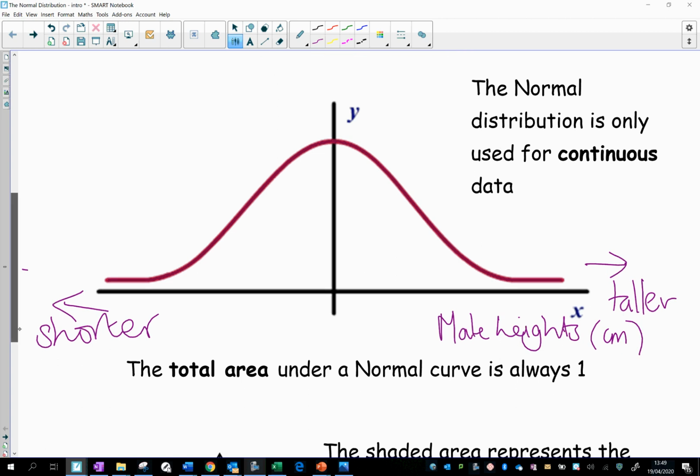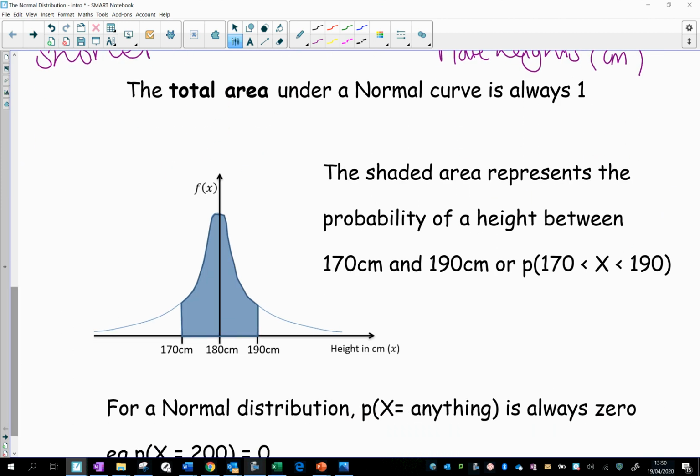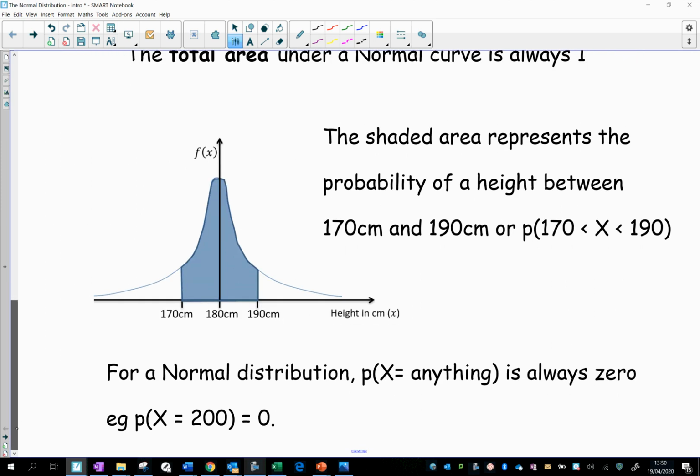Now what we need to realize in order to do any work with the normal distribution is that the area underneath the graph represents probability. And the area underneath the whole curve, because the maximum possible probability is always 1, is also 1. The way that we calculate probabilities using the normal can be shown in this diagram here. We've got heights, perhaps male heights in centimeters, with the mean height. Remember, this is the mean, and the median and the mode is 180 centimeters.